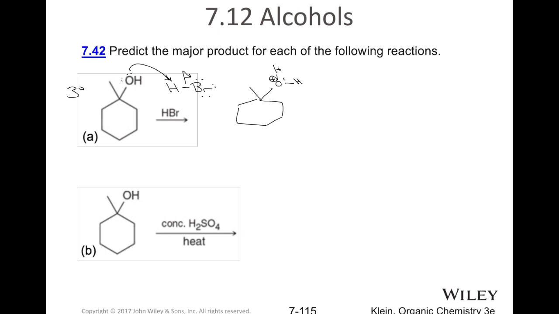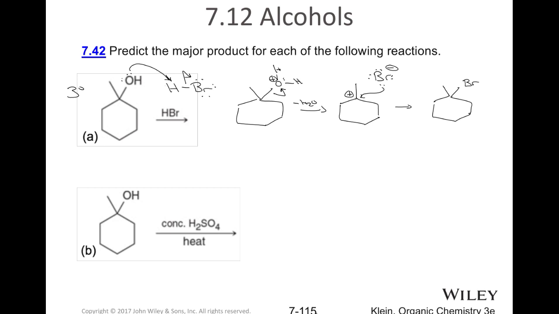Here we go. And then we're going to get the loss of our leaving group like that, and then we're going to have our tertiary carbocation like that. And obviously in this step we lost water. And then our bromide can come in and attack our carbocation like that. And there we go, that's going to be our product. It's not a stereocenter. So we get substitution when we treat a tertiary alcohol with HBr, a strong acid.